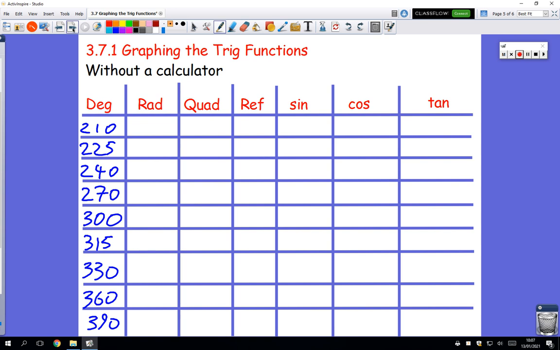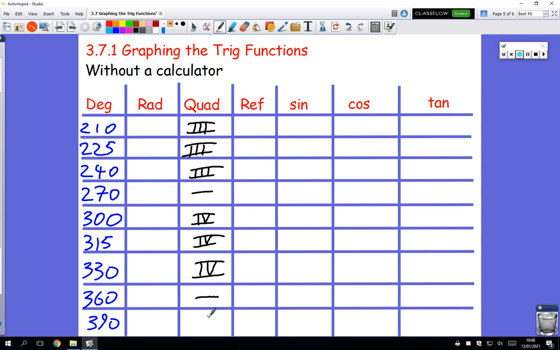210, well now we're into quadrant 3. 225, quadrant 3. 240, quadrant 3. 270 is on the y-axis. Then 300 degrees, we're into quadrant 4. 315, quadrant 4. 330, quadrant 4. 360 is on an axis.